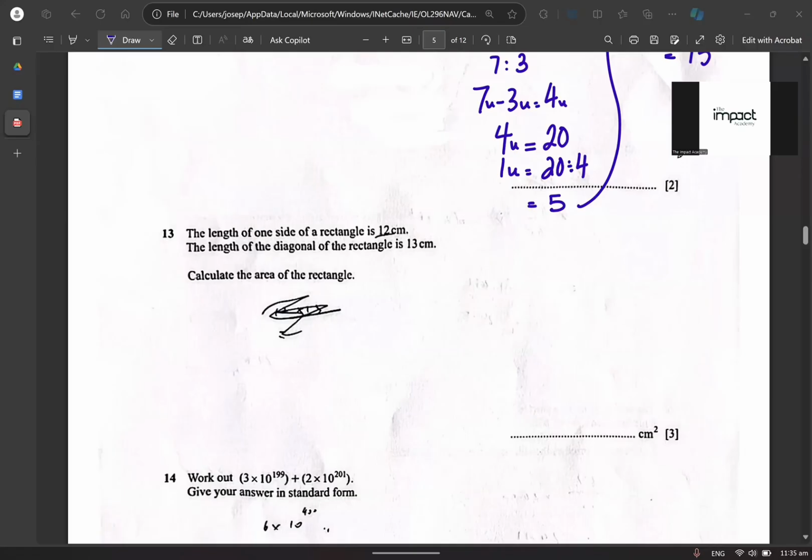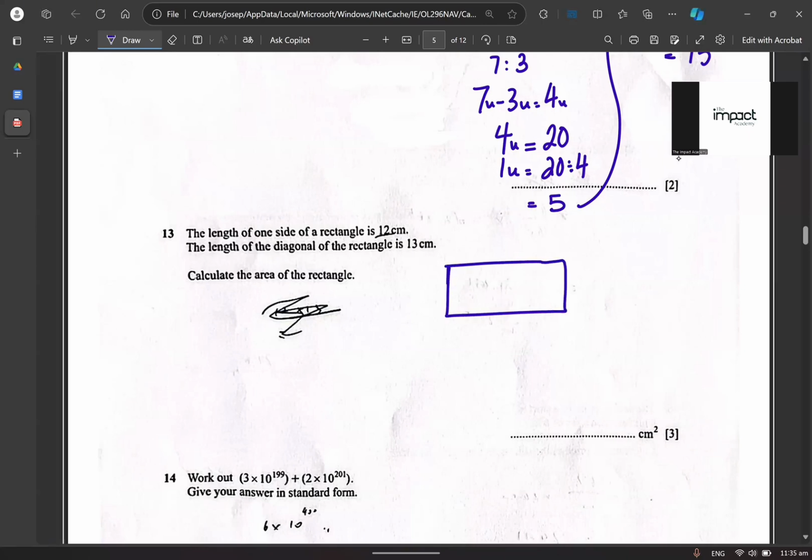Now, the length of one side of a rectangle is how much? 12 cm. So you draw a rectangle first. Draw a rectangle. Show me the length. The length is 12 cm, right?